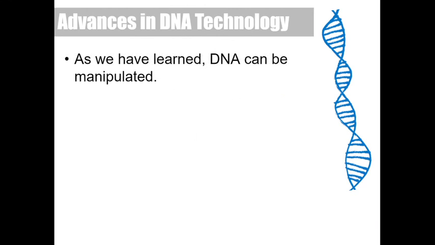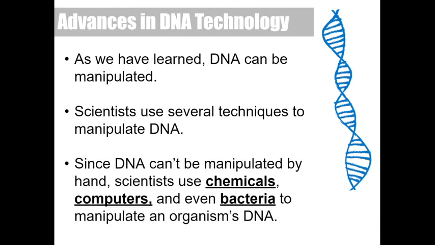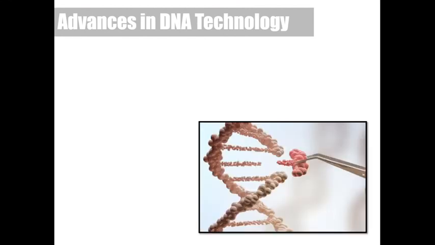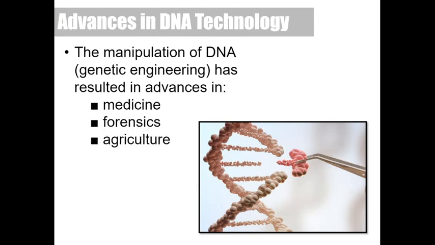Now, advances in DNA technology. As we have learned, DNA can be manipulated. Scientists use several techniques to manipulate DNA. Since DNA can't be manipulated by hand, scientists use chemicals, computers, and even bacteria to manipulate an organism's DNA. So, the manipulation of DNA, known as genetic engineering, has resulted in advances in medicine, forensics, and agriculture.